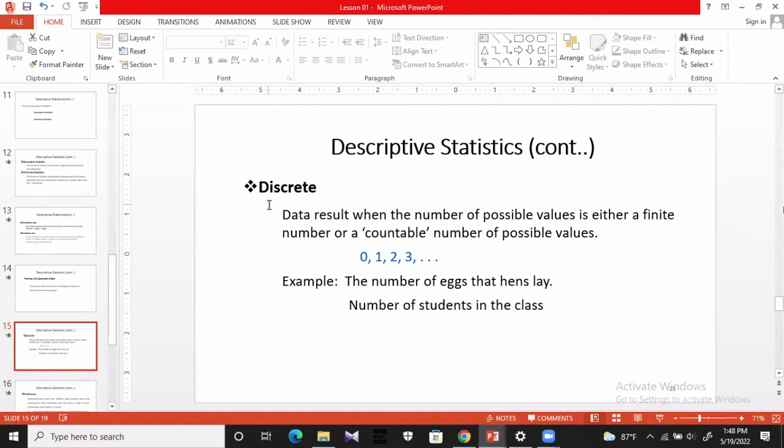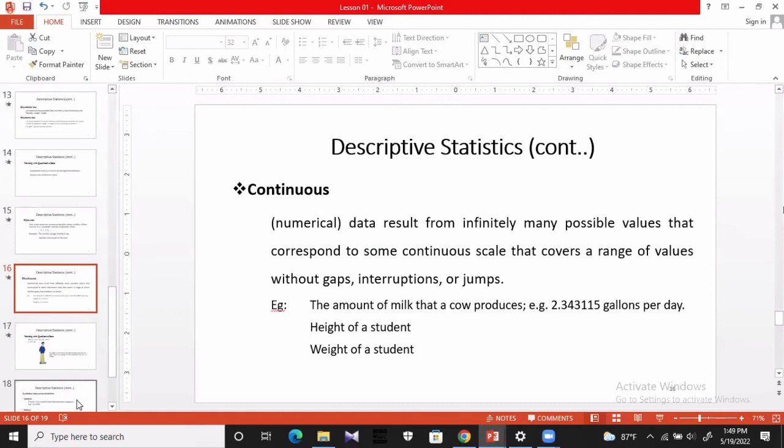Here I have given you an example: the number of eggs that hens lay. We can count the number of eggs that a hen lays, right? One egg, two eggs, three eggs, four eggs. That's why we say it's a countable value and it is finite. Okay. Now, what do you mean by continuous? Here I have given you the definition. You can read it.